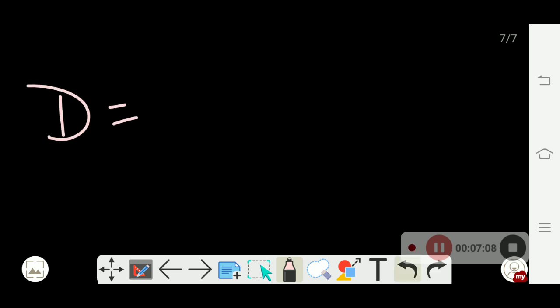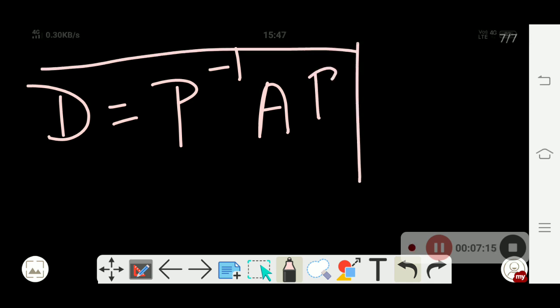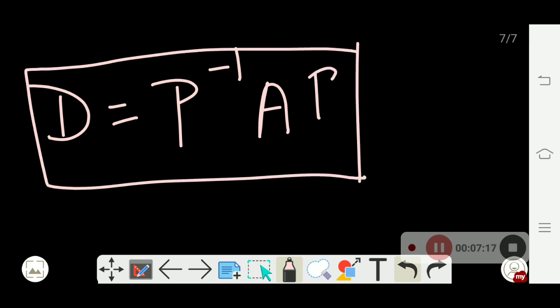So D is equal to P inverse A P. You need to find the inverse of the matrix. You have that matrix and you have P, the modal matrix. So this is how you can diagonalize a matrix. Okay, let's go to the next property.